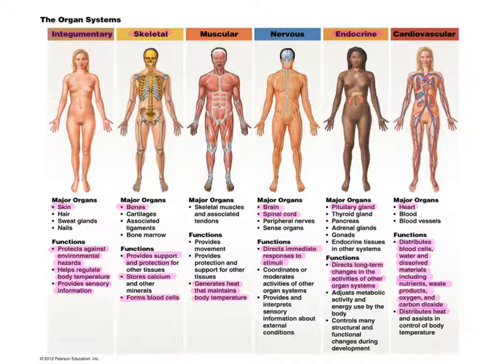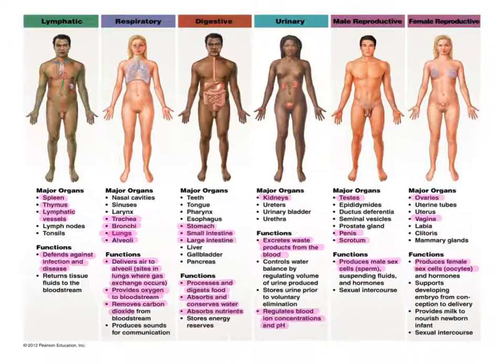First, we're going to list the 11 body systems. Number one is the integumentary system. Number two is the skeletal system. Number three is the muscular system. Number four is the nervous system. Number five is the endocrine system. Number six is the cardiovascular system.